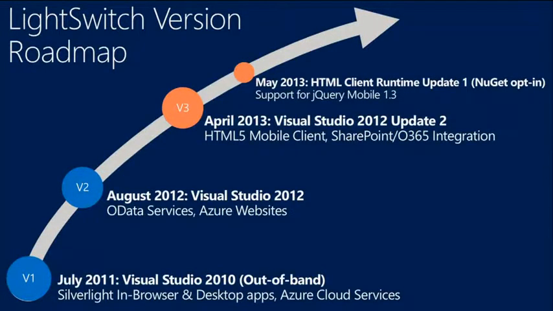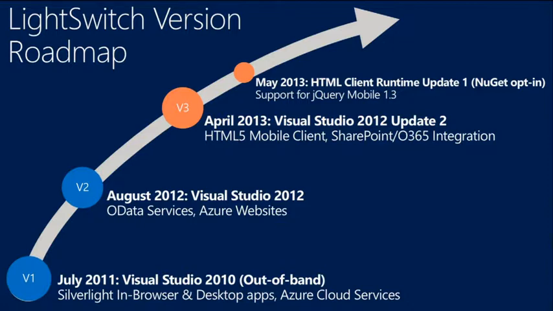A bit of history. LightSwitch has been around for about 2 years now. We released our first version in July 2011, not as part of Visual Studio 2010, but as an add-on to Visual Studio 2010. Those were the Silverlight and in-browser desktop apps that I already talked about. We also had support to deploy those apps to Azure Cloud Services. We struggled a bit with the positioning of this out-of-the-box version. A lot of people were asking whether this is for the Access guy, the information worker, or the professional developer, or who our target audience really is with that release.